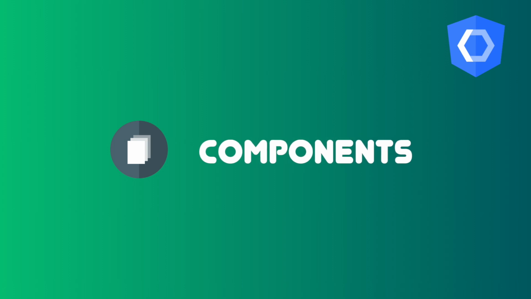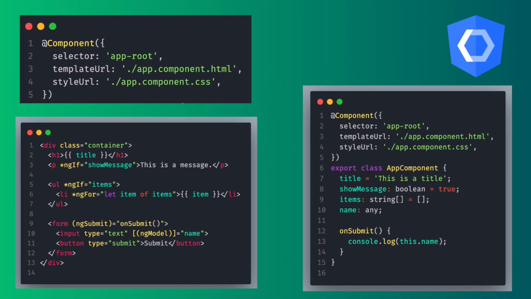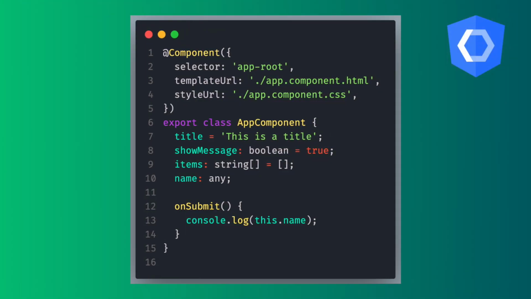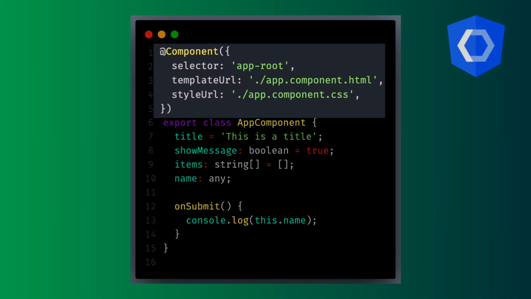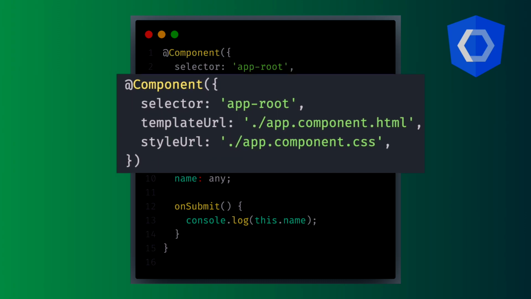Let's talk about the basic structure of an Angular component. At its core, a component consists of three main parts: the template, the class, and the metadata. The template defines the user interface, the class contains the code that powers the component, and the metadata provides additional information about the component, such as its selector and style.